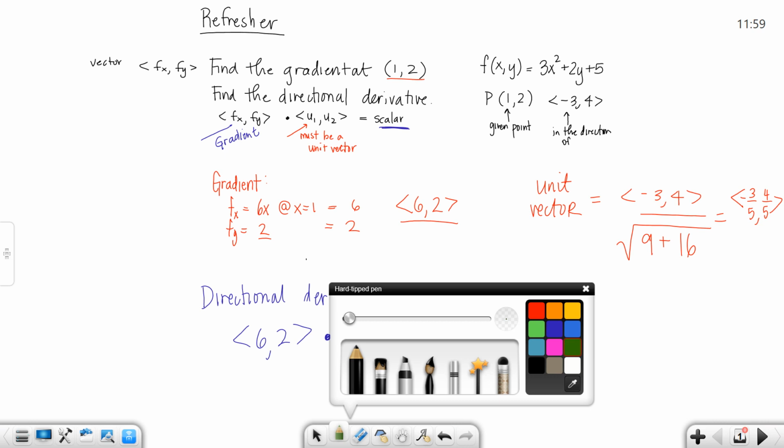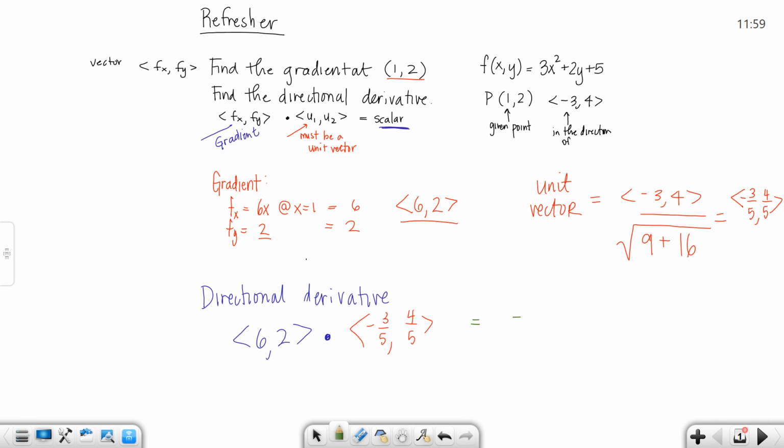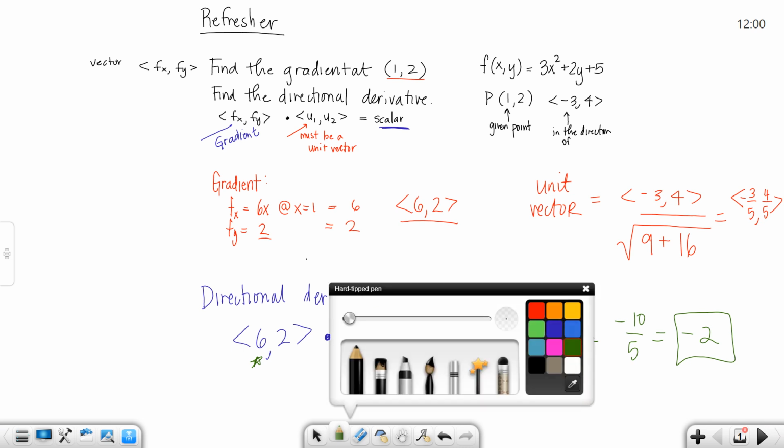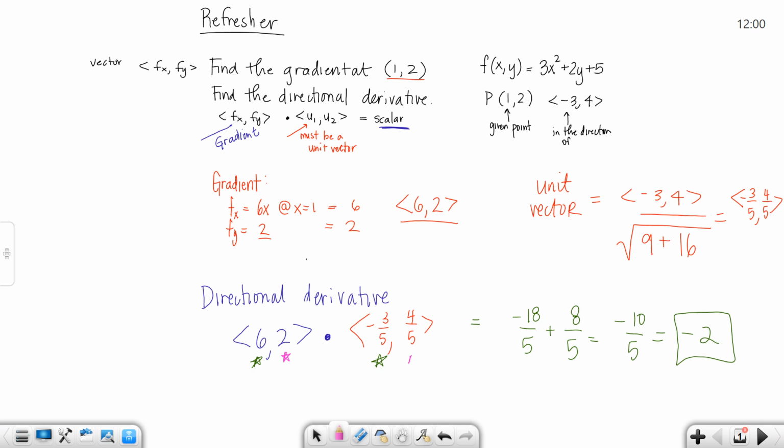So finding this directional derivative, we would multiply it out and get negative 18/5 plus 8/5, which would be negative 10/5, which is negative 2. And so your directional derivative is negative 2. And of course what I have right here is just a dot product. So I multiply 6 times this, and I get negative 18/5. And then I'd go back and I'd multiply 2 times 4/5. That's how I got the 8/5. This is your directional derivative.